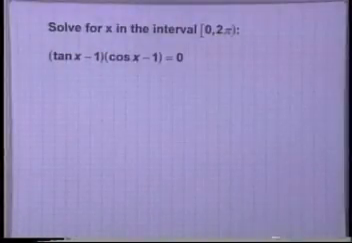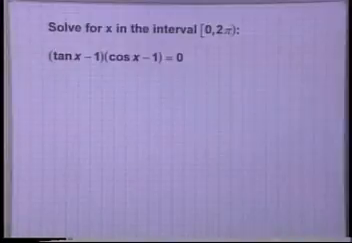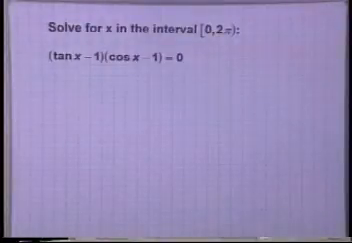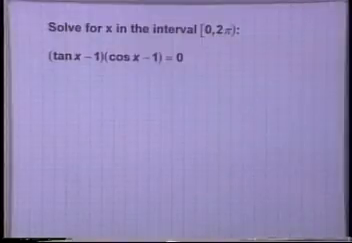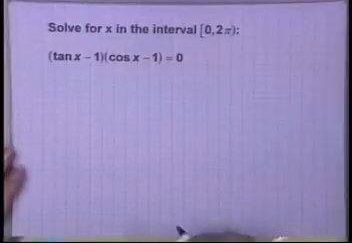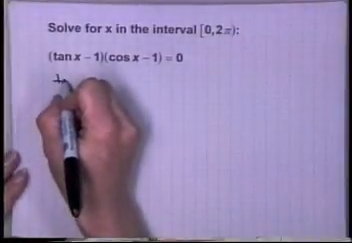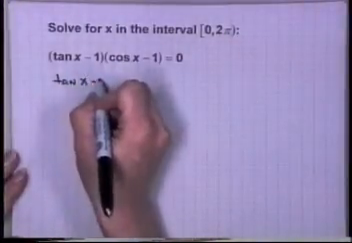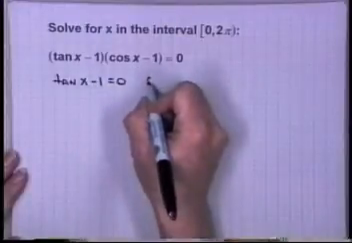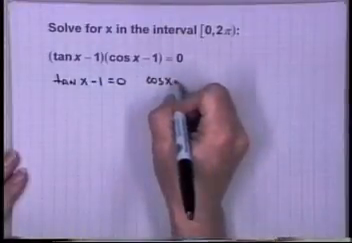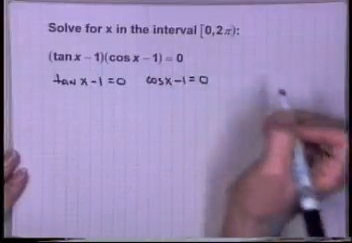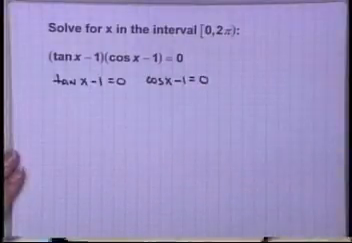Solve for x in the interval 0 to 2 pi. Now let's take a close look at this equation. Notice it says tangent x minus 1 times cosine x minus 1 is equal to 0. I have two factors here whose product is 0. So just like in algebra, my next step would be that I would set each of these factors equal to 0. So I have tangent x minus 1 equals 0 and cosine x minus 1 equals 0.